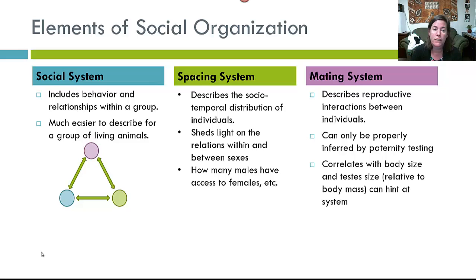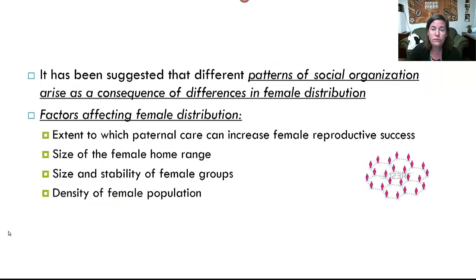And then the third one in the center here is the spacing system. The spacing system describes the socio-temporal distribution of individuals. It sheds light on the relationships within and between the sexes and how many males have access to females and vice versa. It has been suggested that different patterns of social organization arise as a consequence of differences in female distribution, and that the following factors are responsible for differences in female distribution.